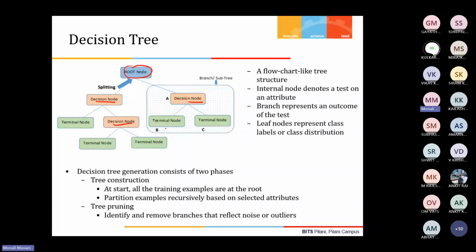And then you can see these green ones. They are the terminal nodes. In terms of a tree, we call them leaf nodes. Decision nodes are the internal nodes. And then we have the root node. So it's a kind of flow chart structure.